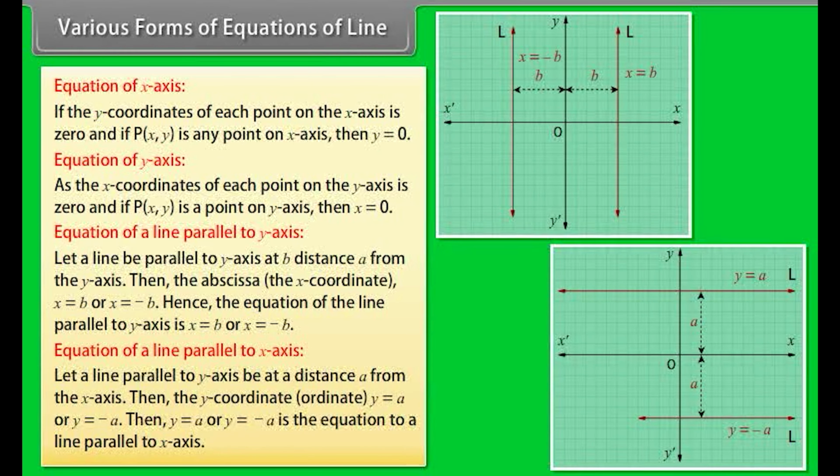Equation of a line parallel to x-axis. Let a line parallel to x-axis be at a distance a from the x-axis. Then the y-coordinate, the ordinate, y is equal to a or y is equal to minus a. Then y is equal to a or y is equal to minus a is the equation of a line parallel to x-axis.